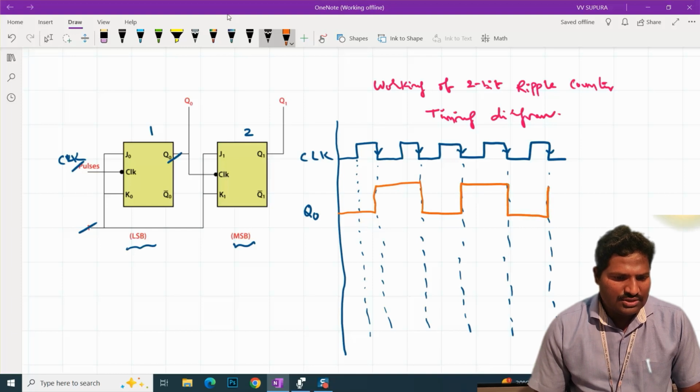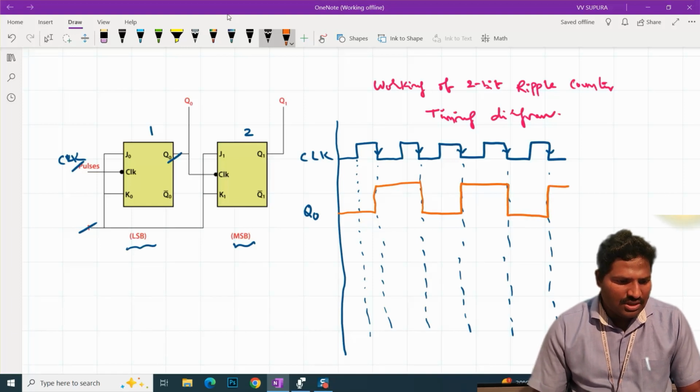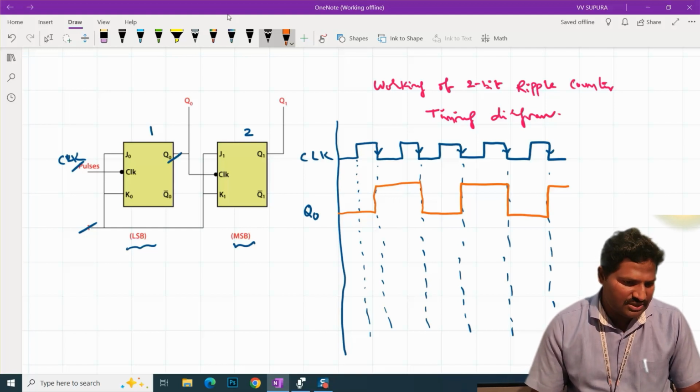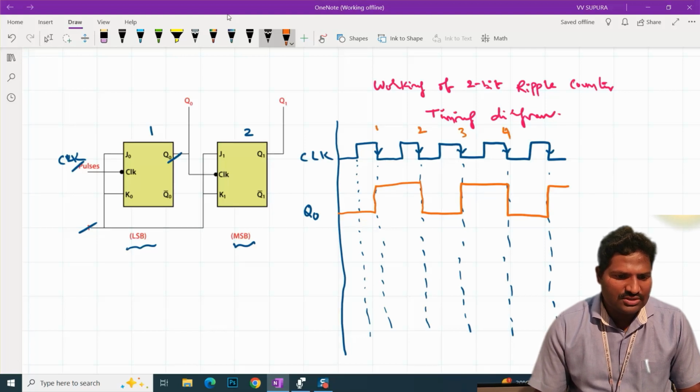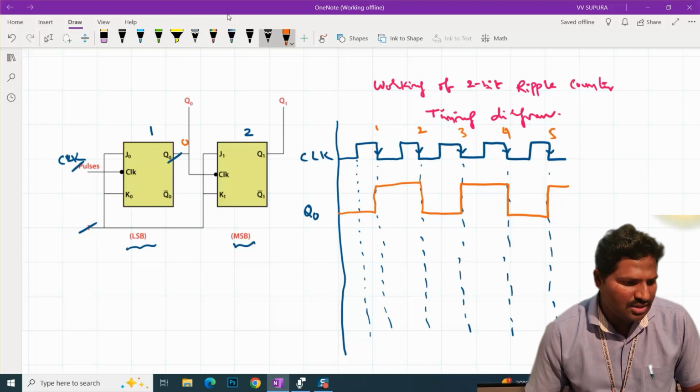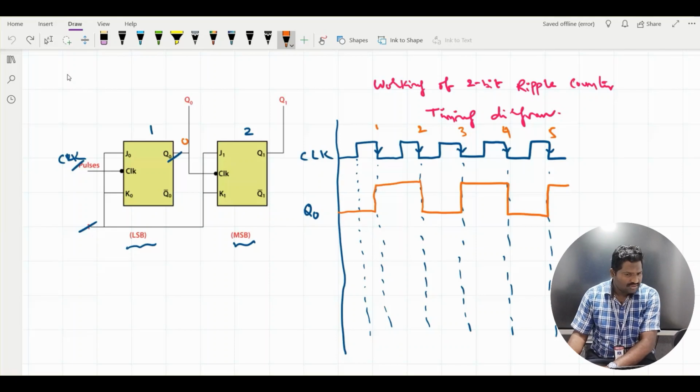Okay. So here we need to understand that Q0 is changing the output value whenever we trigger. So up to the first triggering, these are the first, second, third, fourth, and fifth triggerings. Up to the first triggering point, the output is 0. Whenever we trigger, this 0 becomes 1 because we use the toggle mode. This Q0 is given to the clock pulse of the second flip-flop. So this Q0 will become the clock pulse for the second flip-flop.